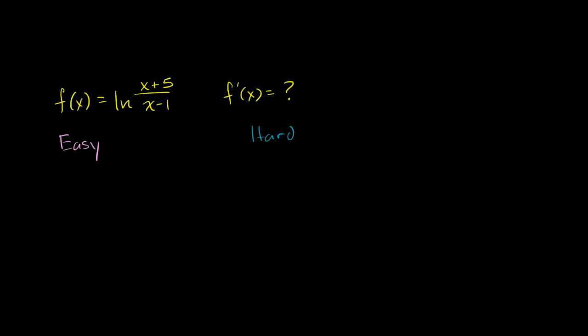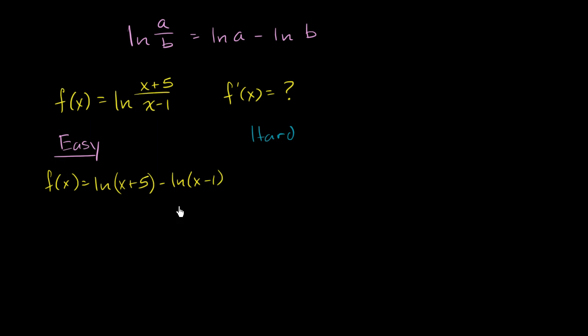The easy way is to recognize your logarithm properties, to remember that the natural log of a over b, remember natural log is just log base the number e, is going to be equal to the natural log of a minus the natural log of b. So if we just apply this property to simplify this expression, or at least simplify it from a point of view in terms of having to take its derivative, we can rewrite f of x as being equal to the natural log of x plus 5 minus the natural log of x minus 1.